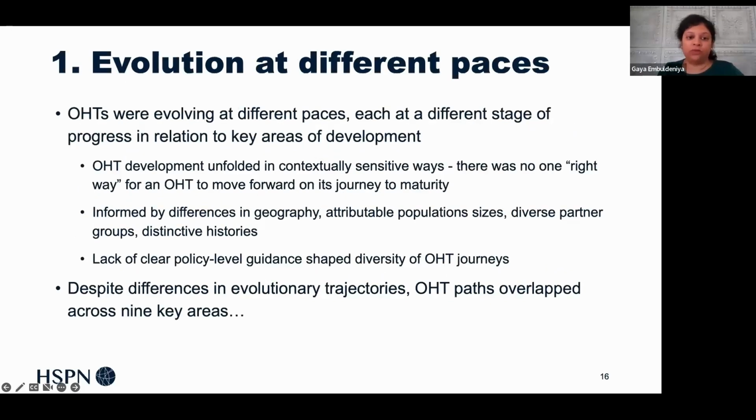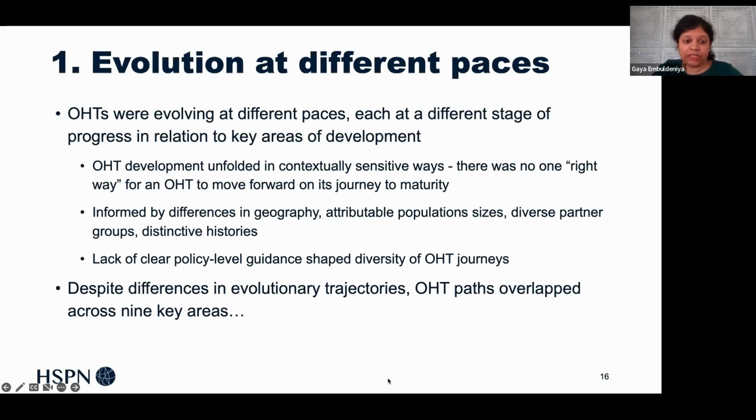So first, the idea that OHTs were evolving at different paces should not be particularly surprising because obviously each team is somewhat unique, right? They have different histories, different levels of pre-existing collaboration. They are located in very different geographies, each with their unique benefits and challenges. They had different attributable population sizes and so on. And some met with unexpected structural challenges, such as being asked, for instance, to amalgamate with a neighboring geography, right? Merge with a smaller neighbor that perhaps had been expecting to be their own independent OHT. And another thing that contributed to the developmental journeys being different was perhaps the lack of clearly laid out shared policy level guidance, but more about that in a bit.